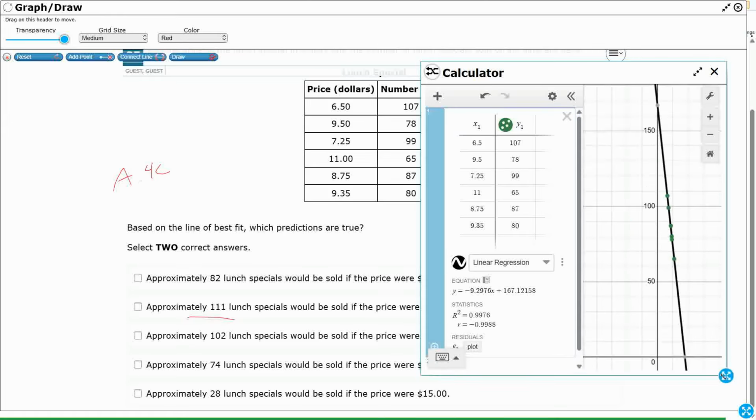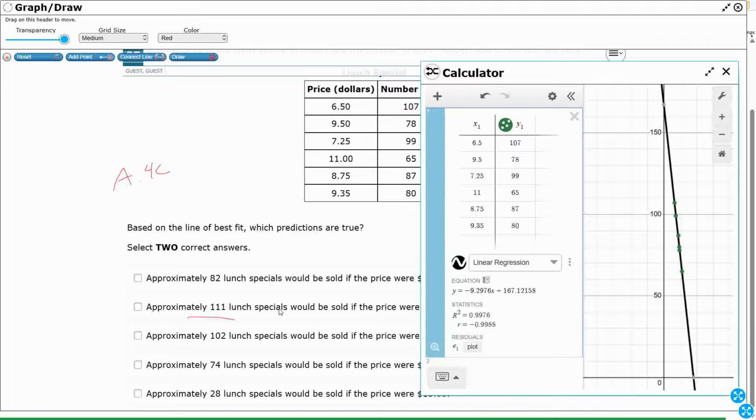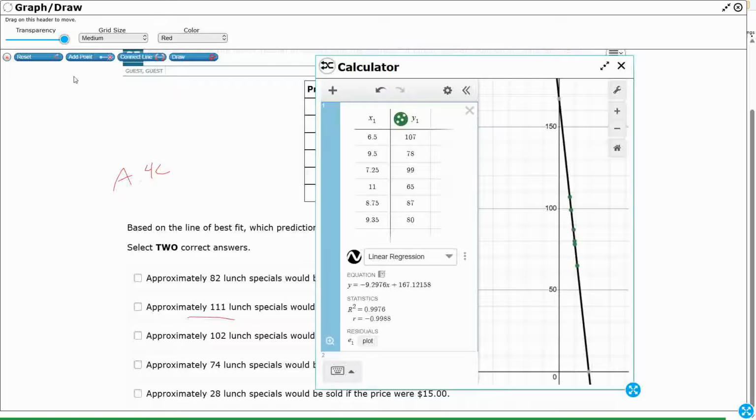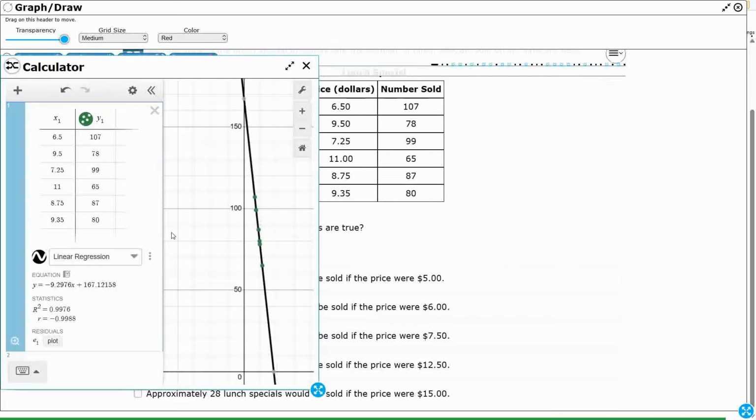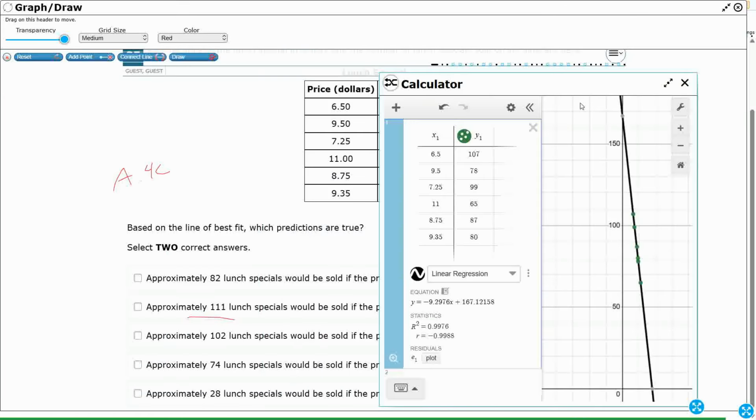All right, so let's take a look at what we have. 82 lunch specials will be sold if the price were, what is the price they're asking us for? They're asking us for $5. All right, so let's look at $5. It's going to be right around here. I'm just dragging it on here. $5 looks like about 120, and they say 82.